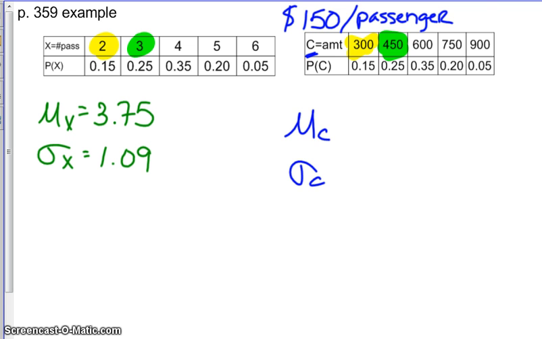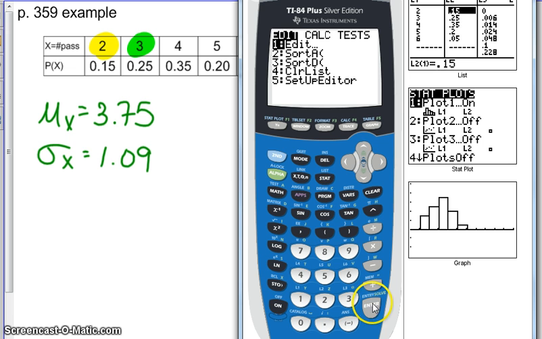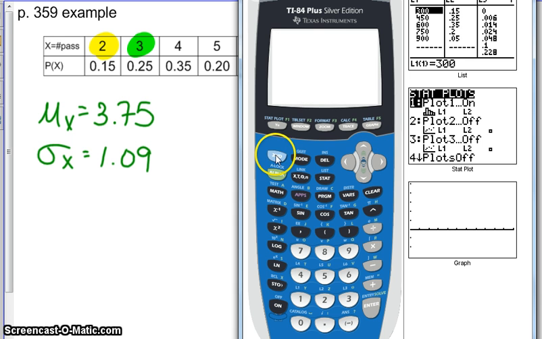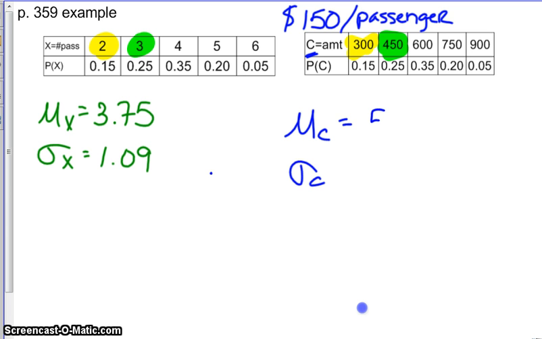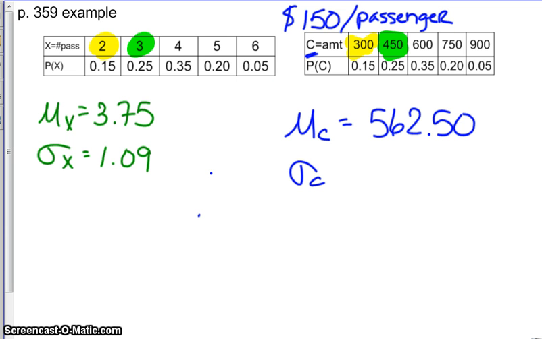I don't want to need to go to my calculator and do a bunch of transformations, such as what I can do is take my list 1 times 150 to change all those values. And then I can go back and redo this to find my new mean and my new standard deviation. So my new mean, 562.50. And my new standard deviation, 163.46.